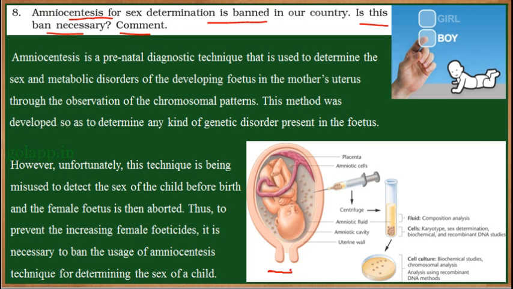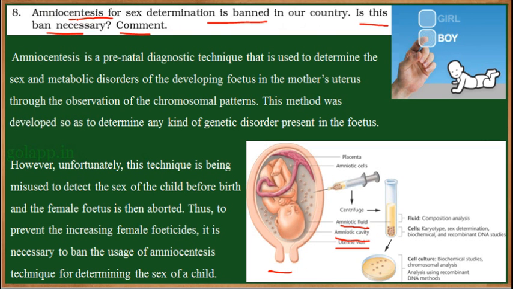So here in the picture we can see a developing fetus. The fetus is attached to the placenta through the umbilical cord. Here, this outer structure is the uterine wall. Inside there is an amniotic cavity, and this amniotic cavity is filled with amniotic fluid.